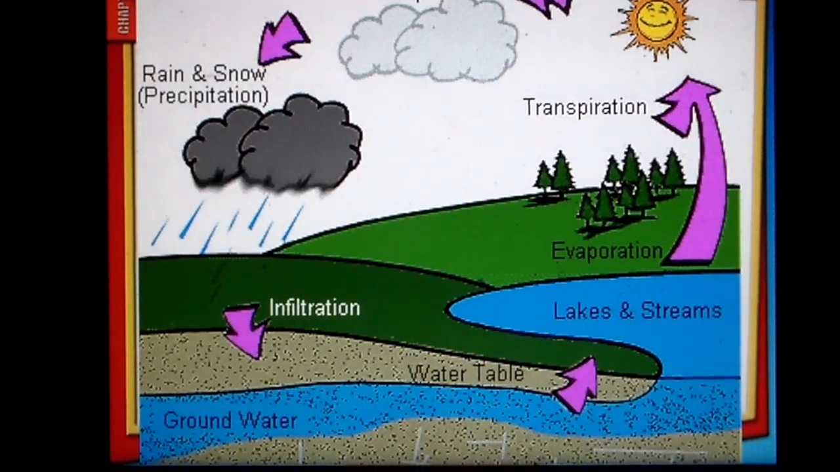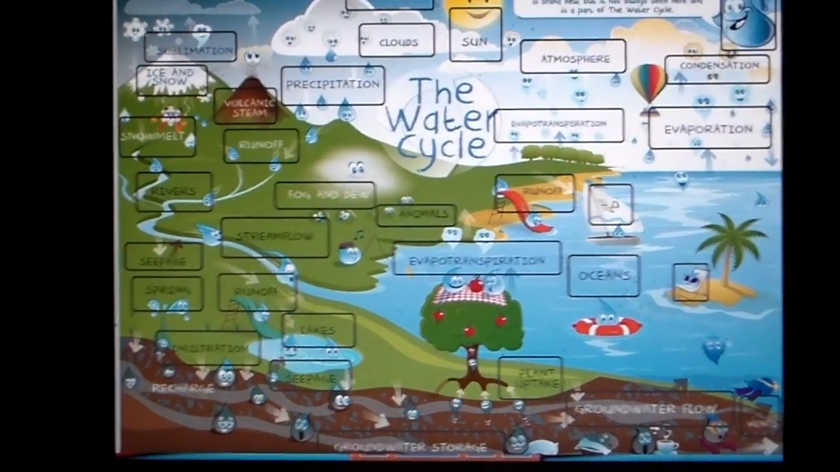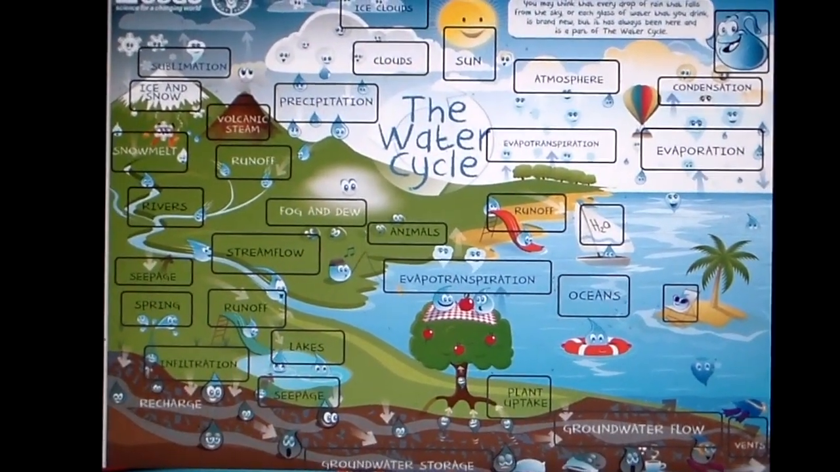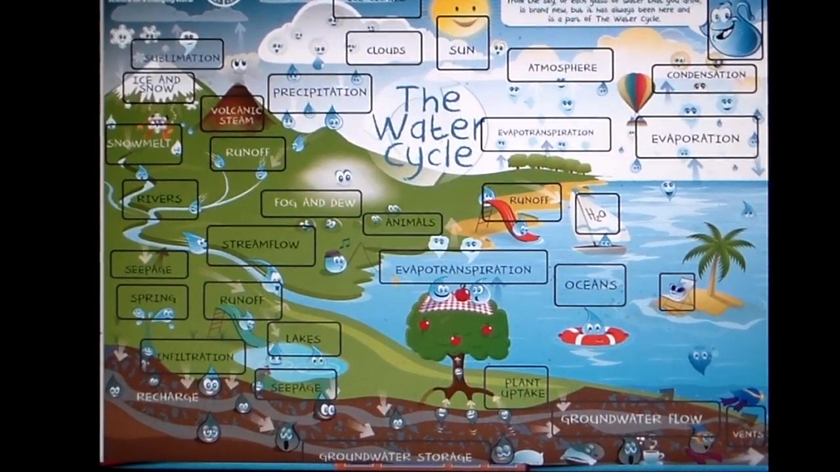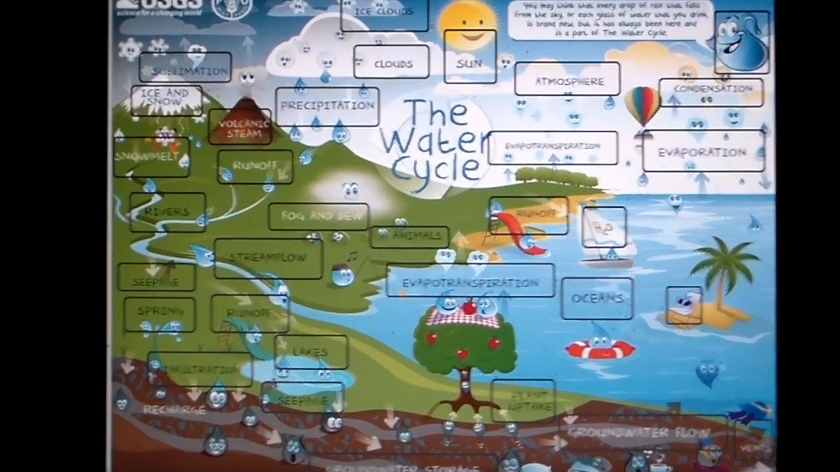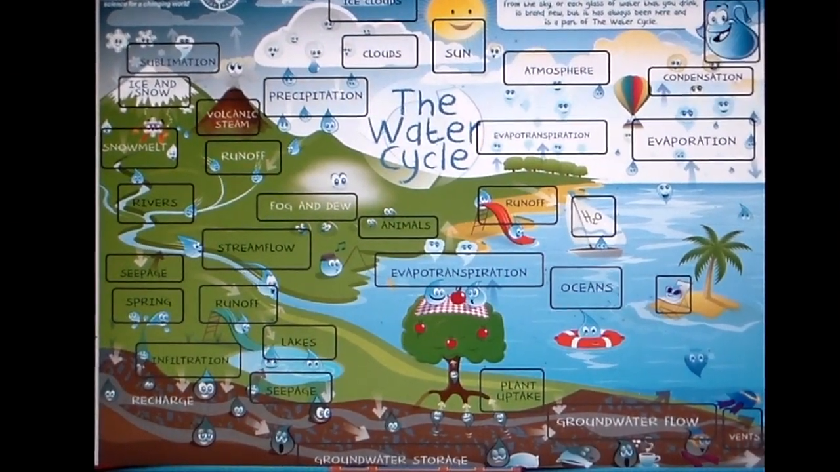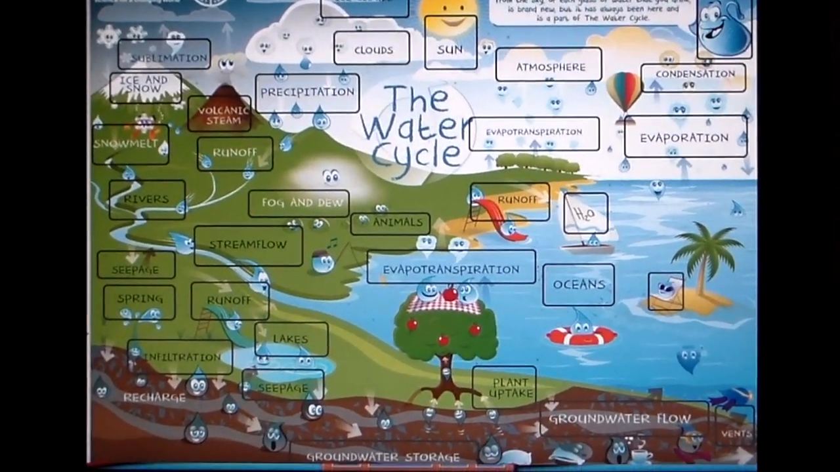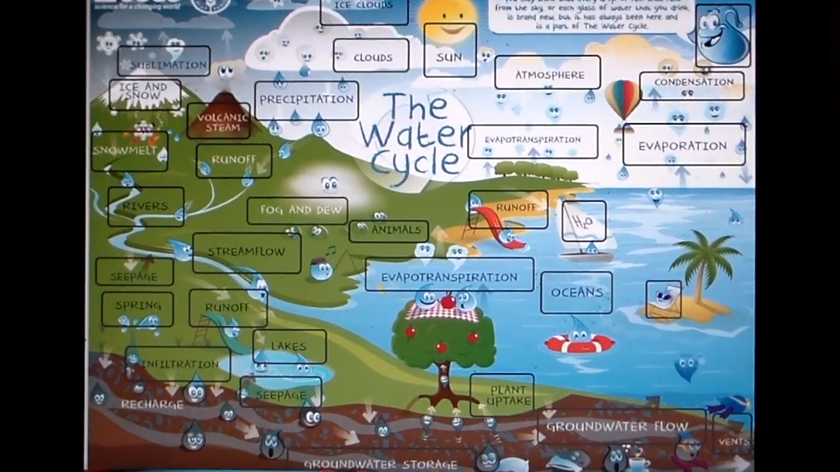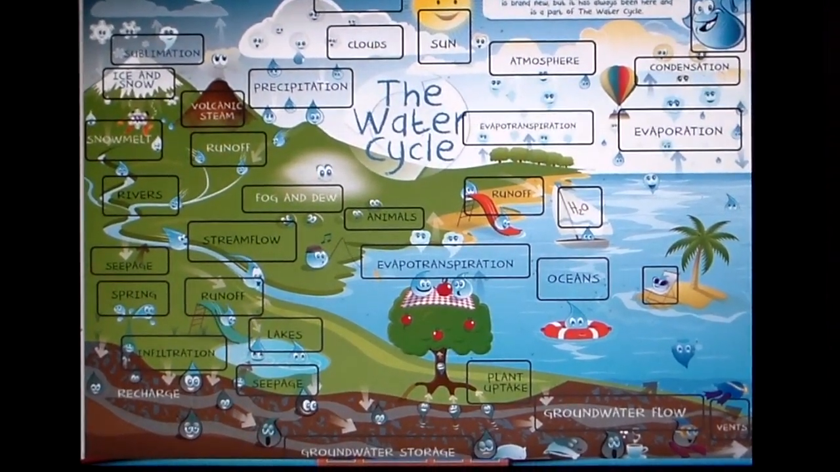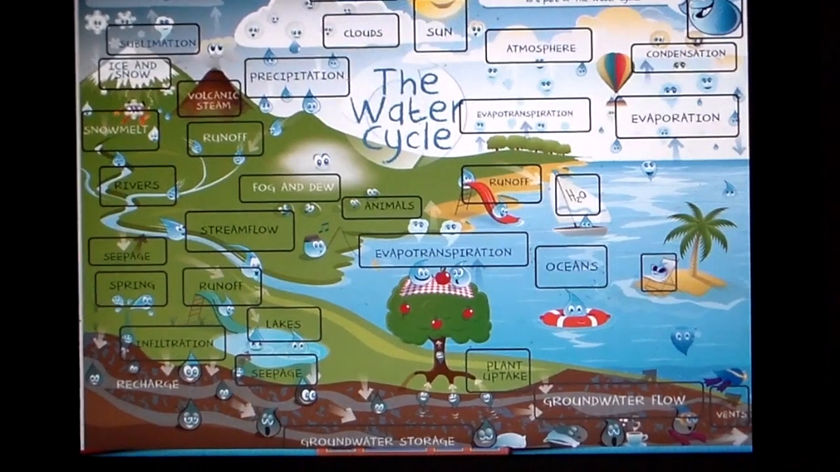If you happened to visit one of the links that I posted in Google Classroom last week, one of the links was to this website brought to us by the USGS, and it's a much more complicated version of the water cycle. The water cycle can get really complicated when you start to envision all the different places that water can sit or be stored on Earth.